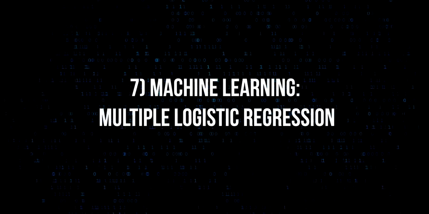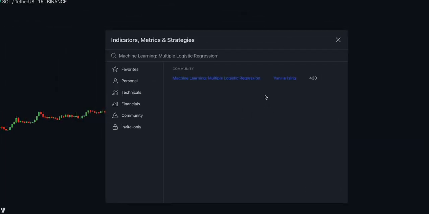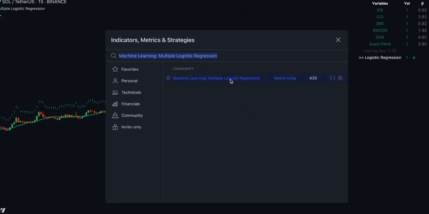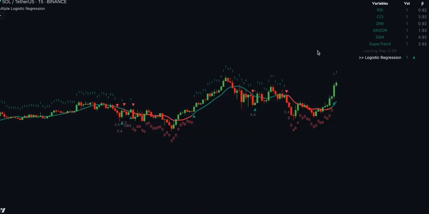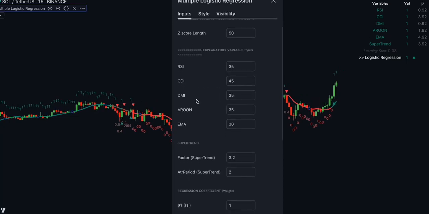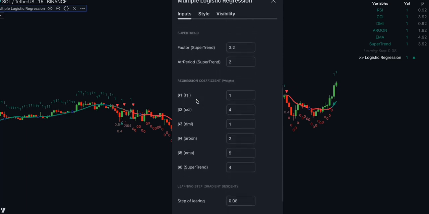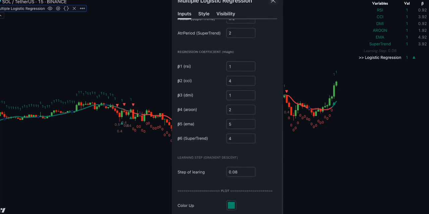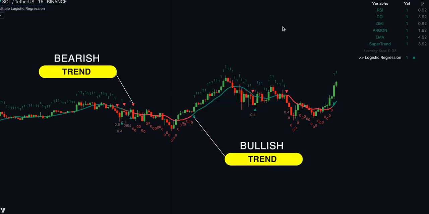Let's begin with indicator number 7, Machine Learning, Multiple Logistic Regression by Van Helsing. This powerful script uses multiple technical indicators, such as RSI, CCI, DMI, Aroon, EMA, and Supertrend, as input variables for the logistic regression model. These indicators are normalized to create categorical variables, providing a consistent scale for the model.